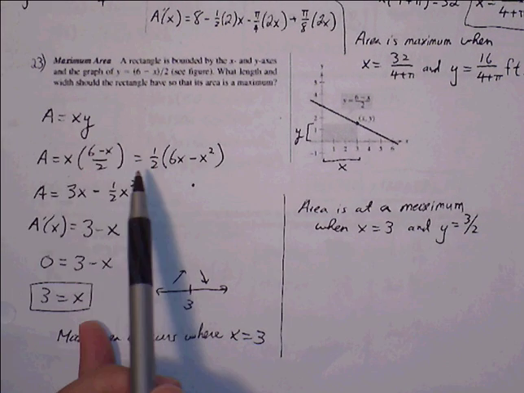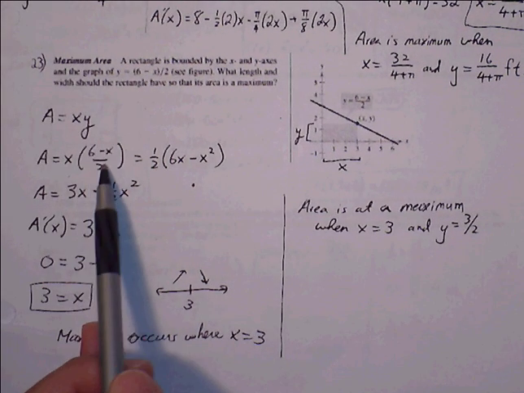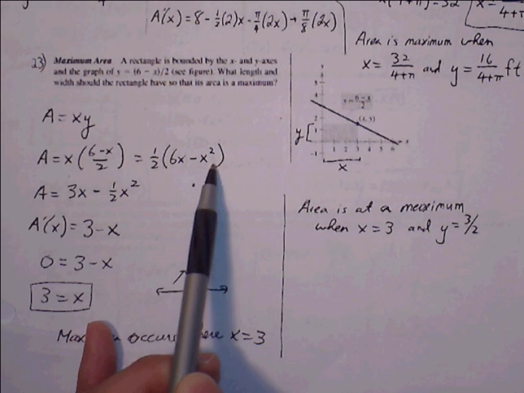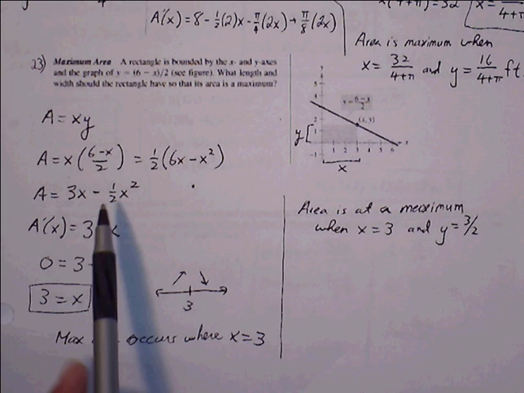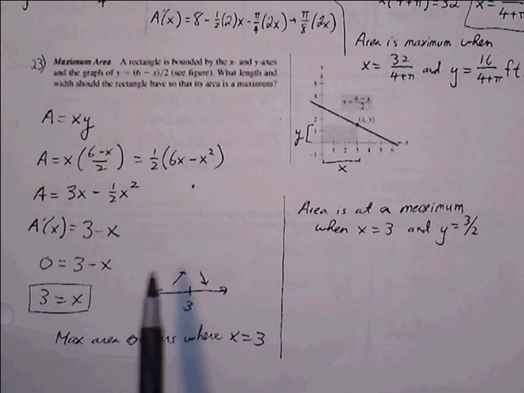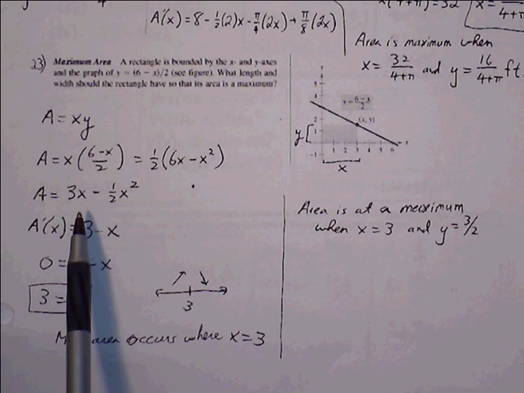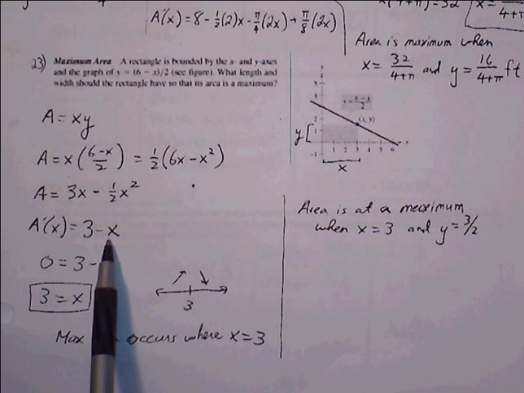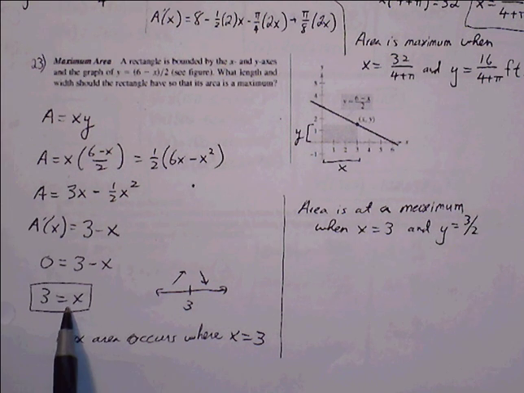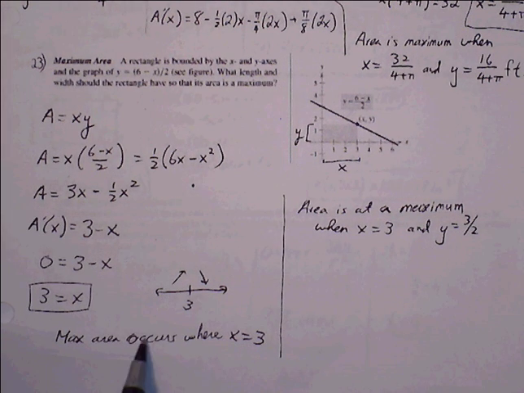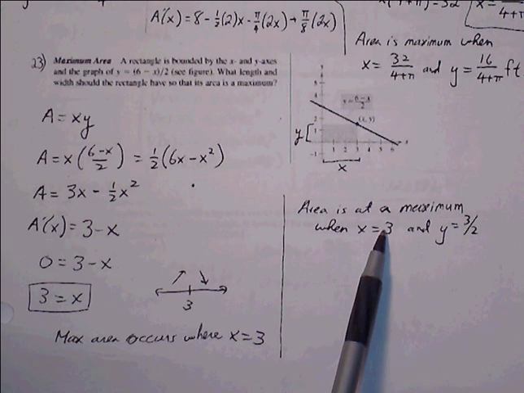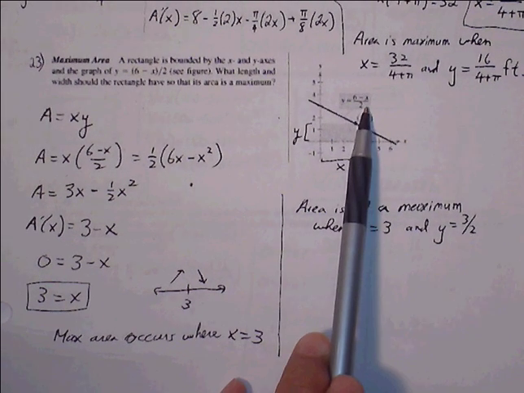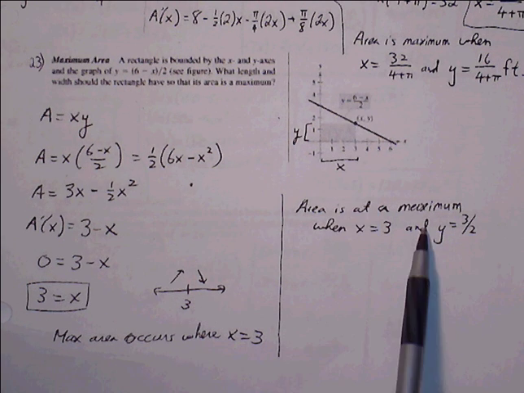Okay, so if I distribute the x through, pull the 1/2 out, I have 1/2 times 6x minus x squared. Distribute the 1/2 through, I get area is equal to 3x minus 1/2 x squared. Next, we find the derivative so that we can find the critical point. So 3x becomes 3, 1/2 x squared becomes x. Set our derivative equal to 0. Solve for x, we get x equals 3. So we know the maximum area occurs when x equals 3. When x equals 3, then y must be equal to 3/2 if we plug 3 in for x. 6 minus 3 is 3. 3 over 2 is 3/2.